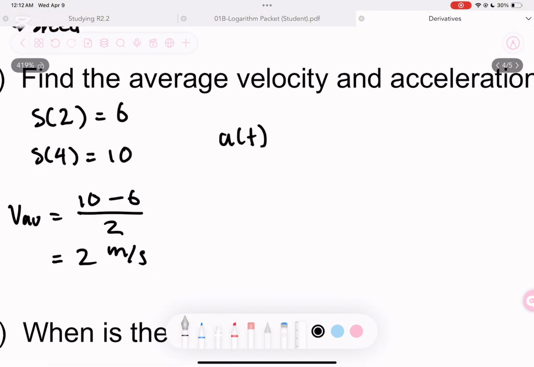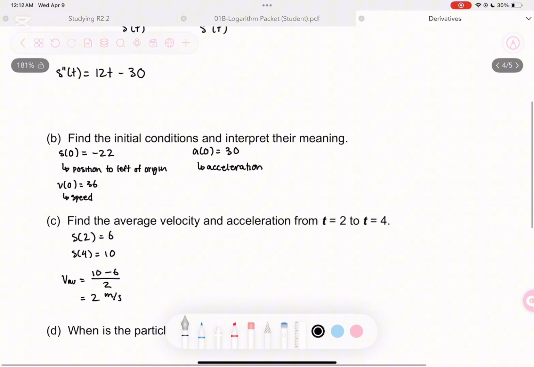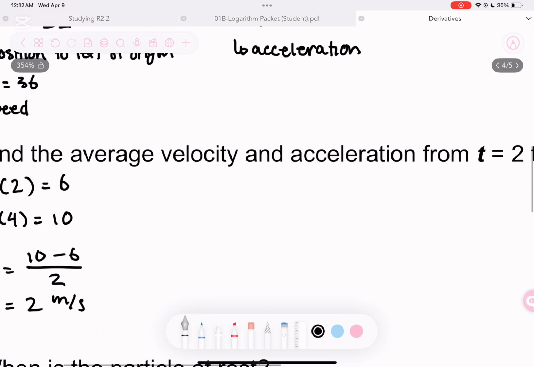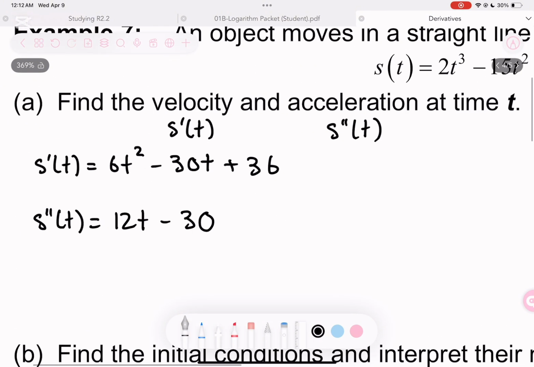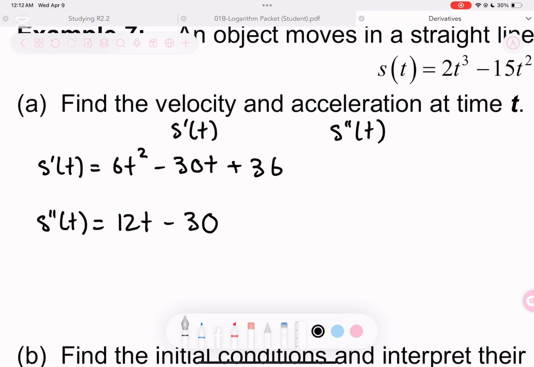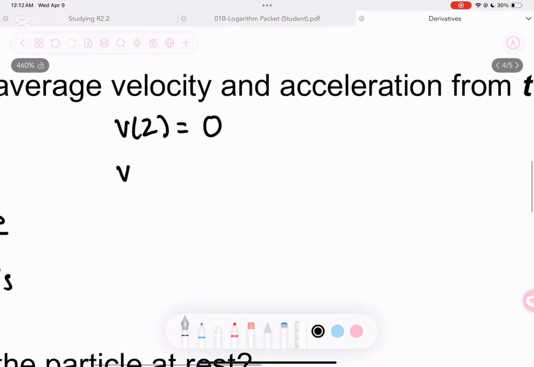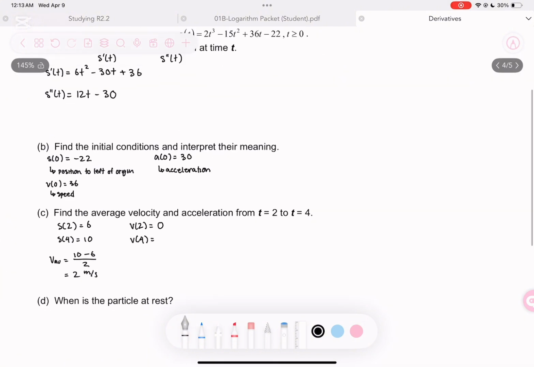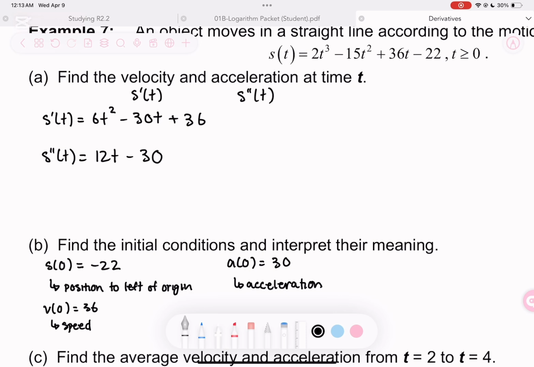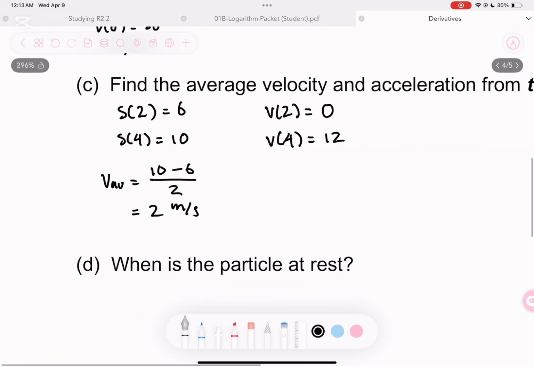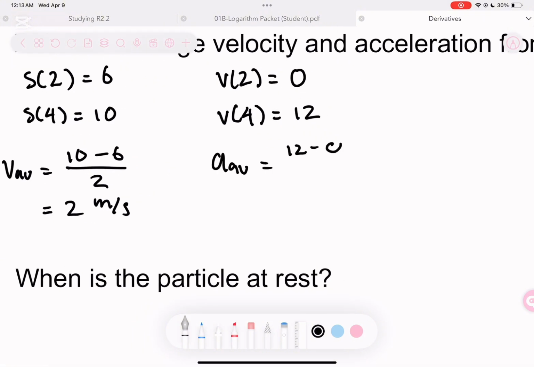And then to find acceleration, you just do the same thing with v. So v of 2 would be 24 minus 60 plus 36, which is 0. And then v of 4 is 6 times 16 minus 30 times 4 plus 36, so it's 12. Okay, that took a lot longer. So the acceleration is 12 minus 0 over 2. So that's 6 meters per second squared.